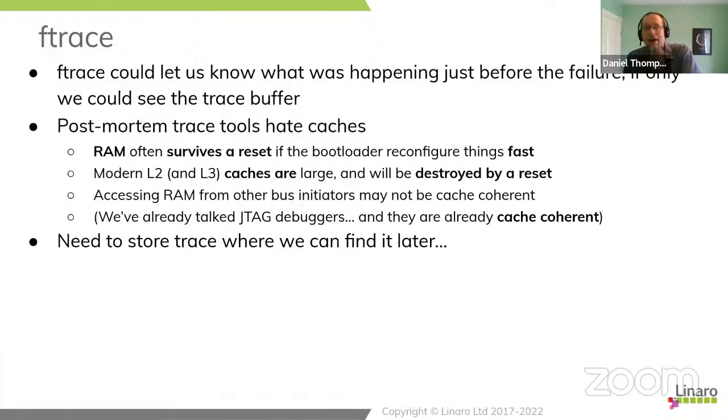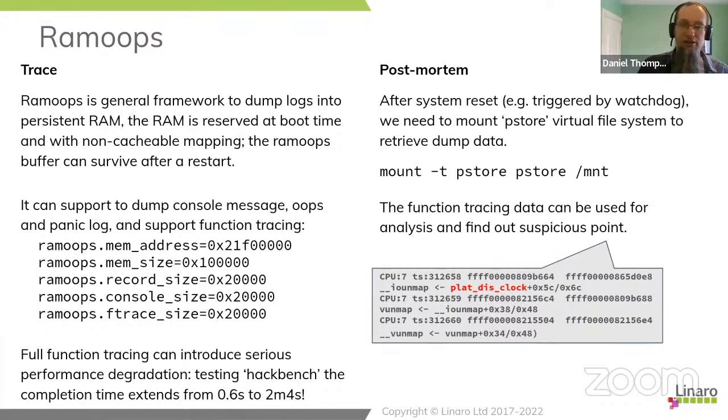So RAM does survive a reset if you get the refresh running fast enough. And the problem is that the caches are sufficiently large and get destroyed. So if you have any kind of bus initiator that's cache coherent, JTAG debuggers are usually cache coherent, and some of the bus initiators that are under software control may be cache coherent, you could use those to suck out an ftrace buffer from a failed machine. But ultimately, we have to find a way to store the trace where we might find it later.